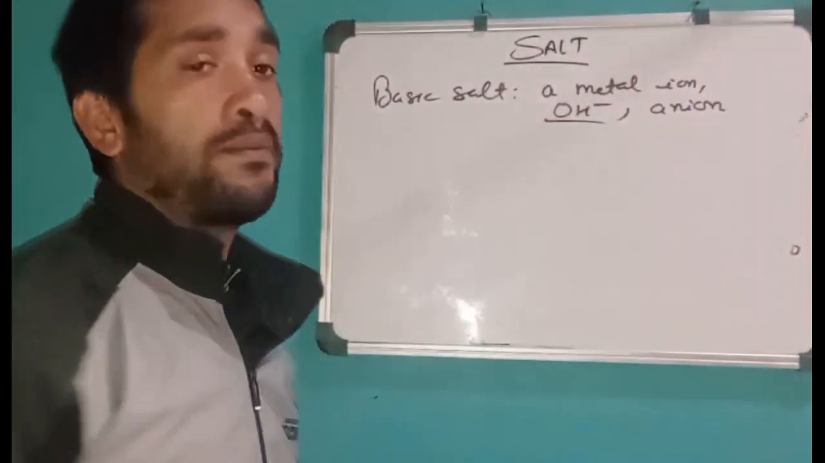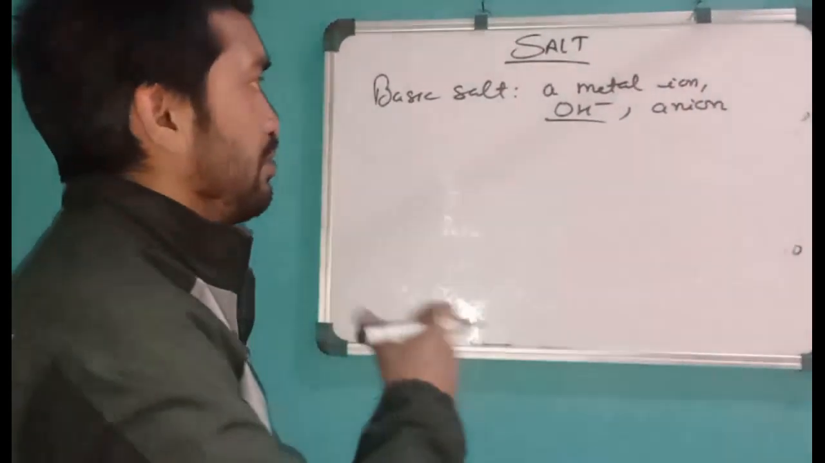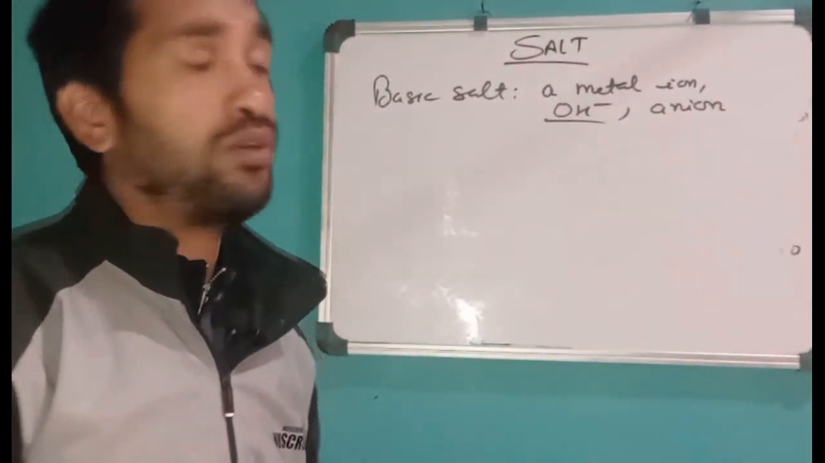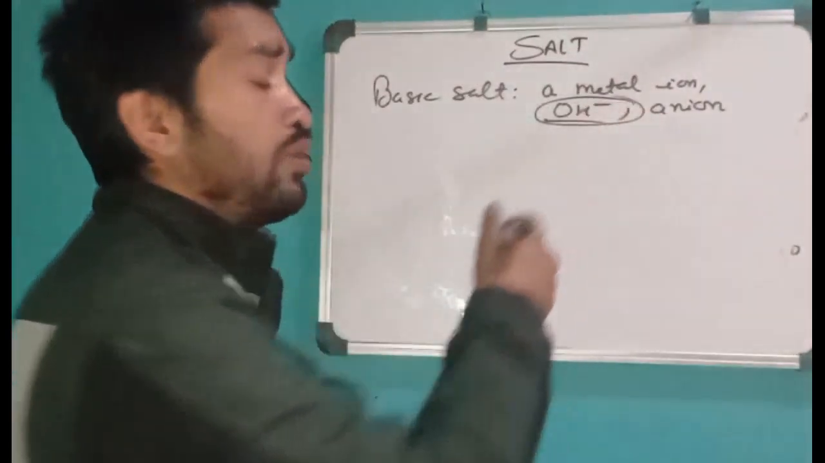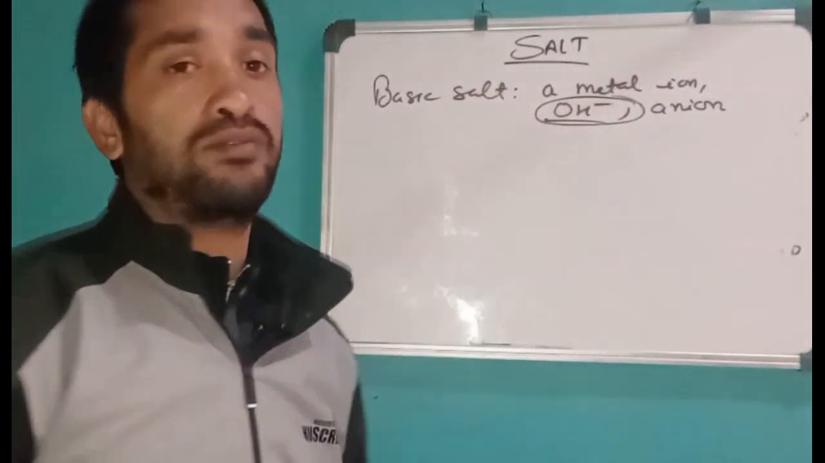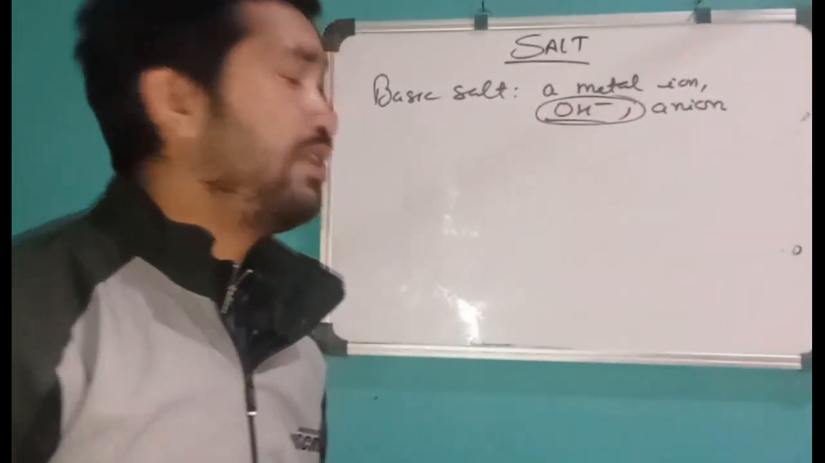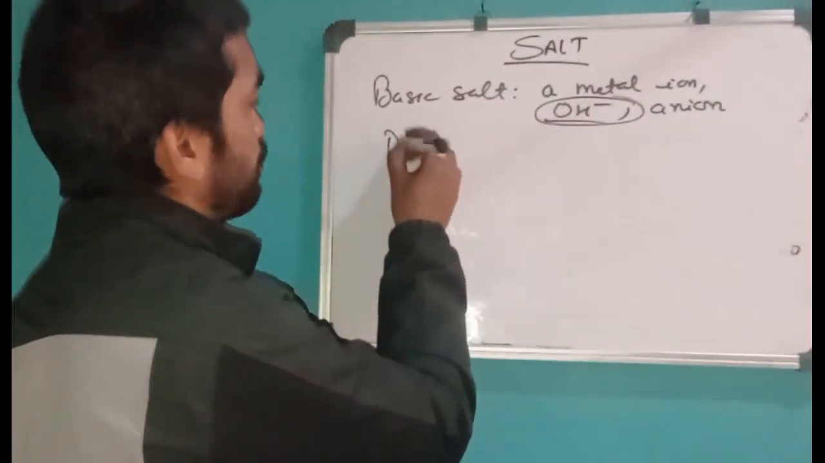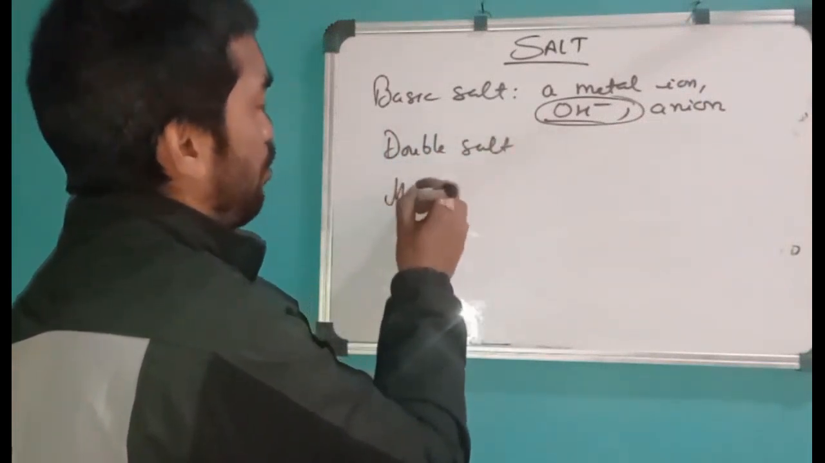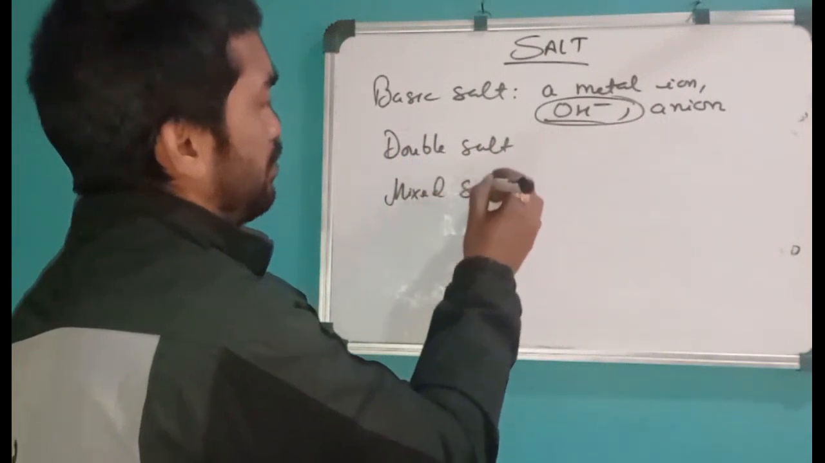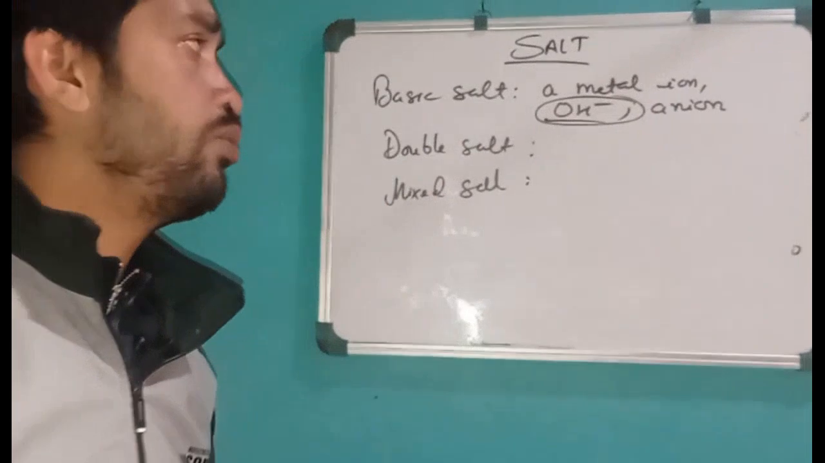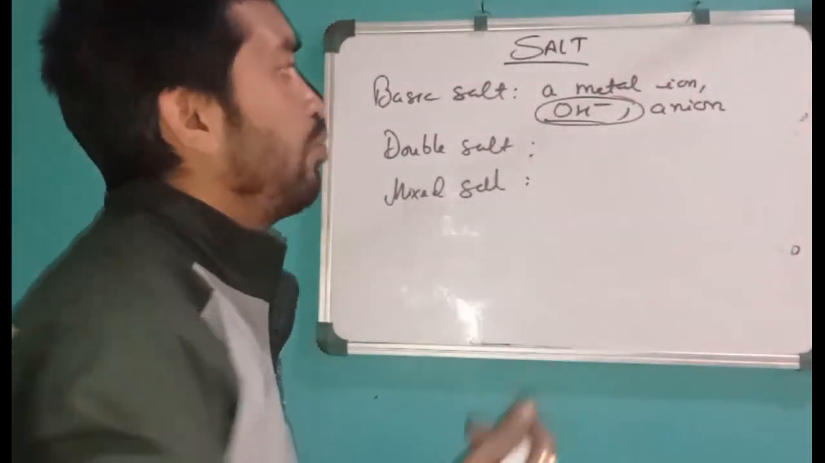It will behave like a base. Okay. Simply, basic salts are the salts which when you dissociate in water will give you OH negative ion, and OH negative ion is a property of bases. That is why it is basic salt. It's very easy to understand. Then comes your double salt. Then there are mixed salts. Double salt means which contains two ions. Okay, it will contain two ions.